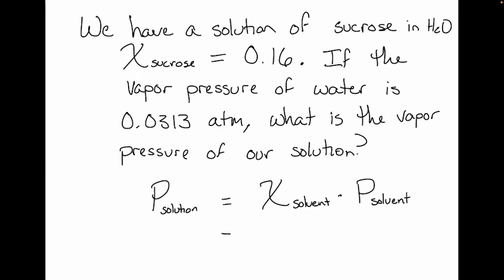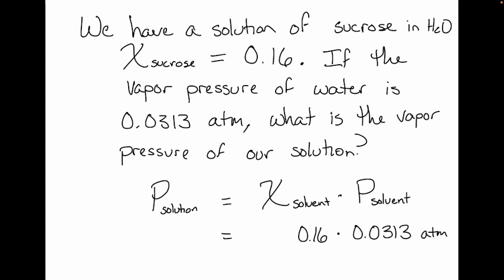All right, so I got a fancy X in my problem. I got a pressure of my solvent here and a pressure of my solvent in my problem. So 0.16 times my 0.0313. And I'm done? No, why not? What's the fancy X that's given in my problem here? Is that the mole fraction of the solvent? No, that is the mole fraction of my solute.